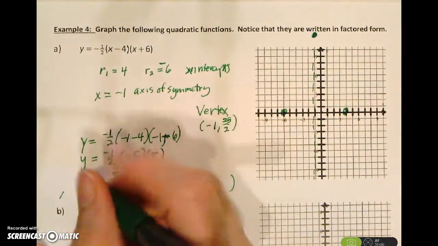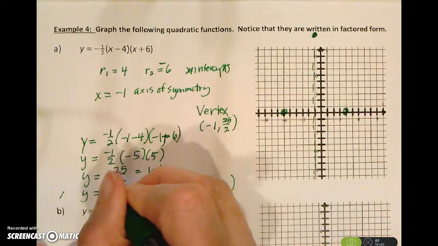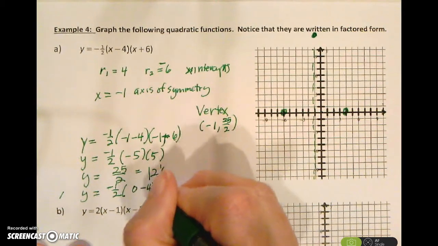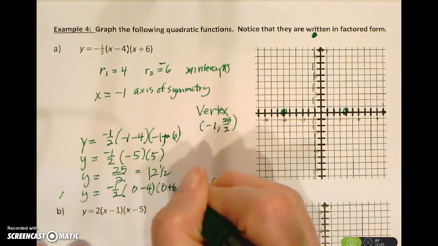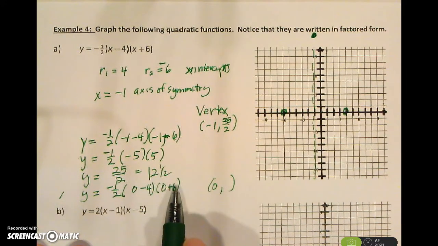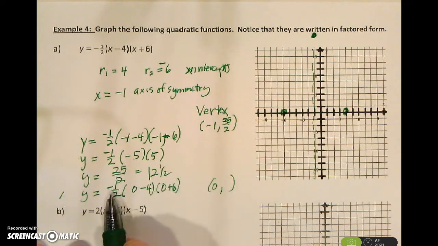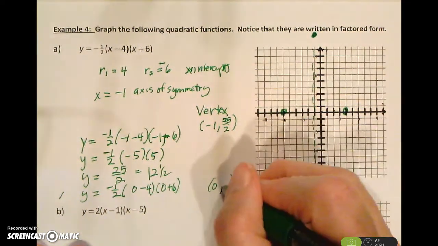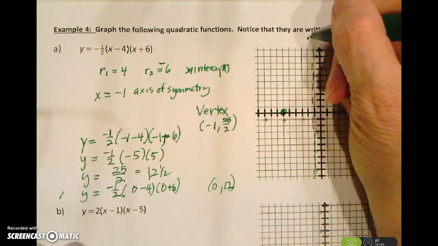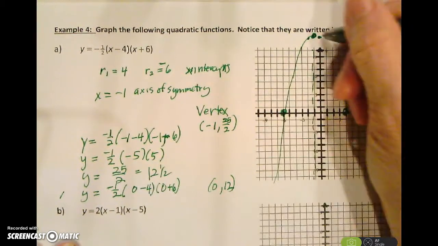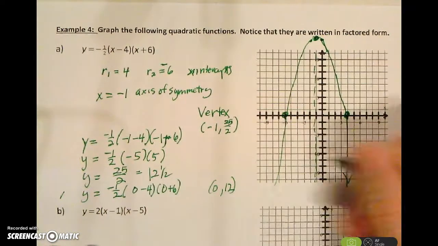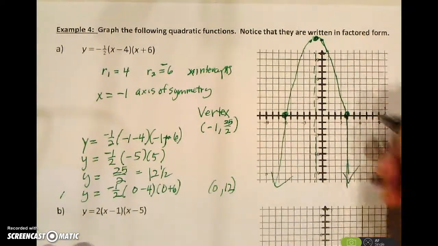So y is equal to negative 1/2 times 0 minus 4 and 0 plus 6. That's going to be a negative 4 times 6, which is negative 24, and times negative 1/2 is going to be positive 12. That's not going to give us a lot of help, is it? It's just going to be really close up here. So we'll just do this, and here then is my graph. Not so pretty, but there it is.